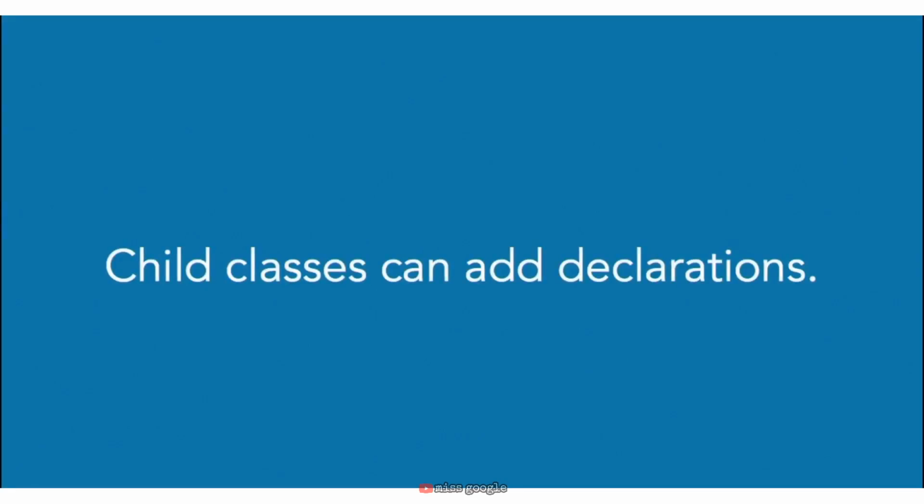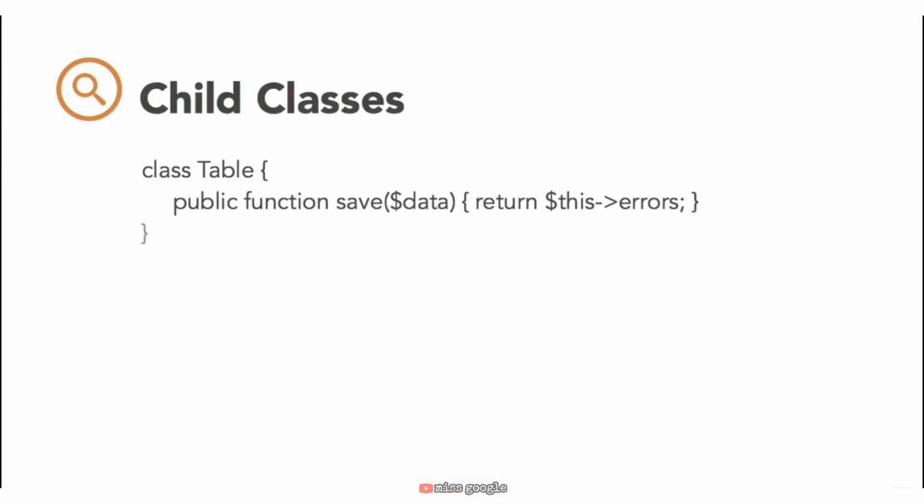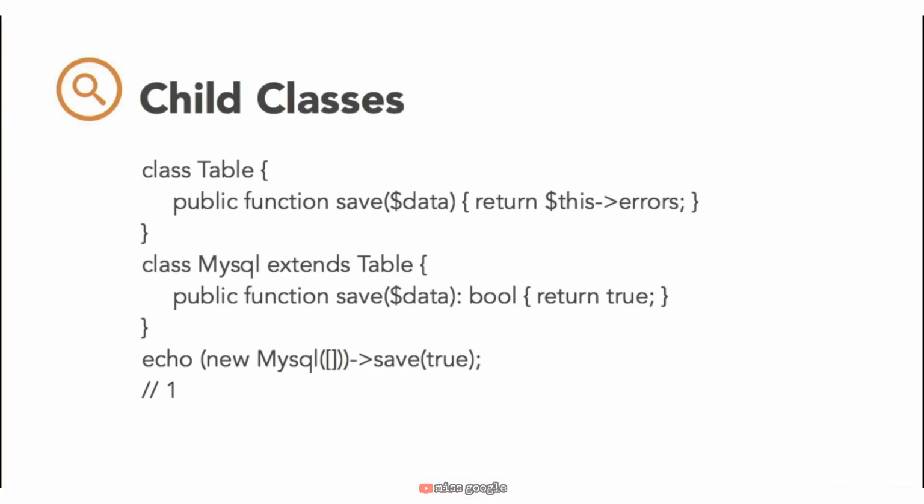However, if you're working with a framework or a library that doesn't use return type declarations, for instance because they have to support PHP 5, and you really want to add return types to your code, maybe it's even part of your internal standards, feel free to do so. Child classes can easily add type declarations. This right here is totally valid PHP 7 code, and this is what we want.